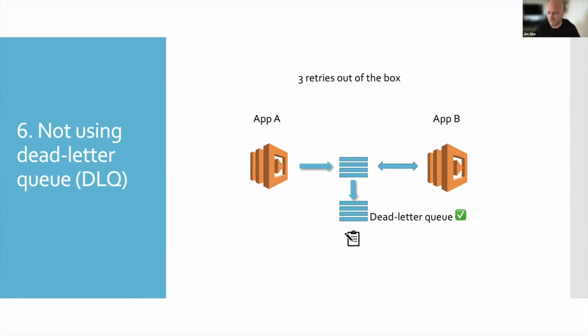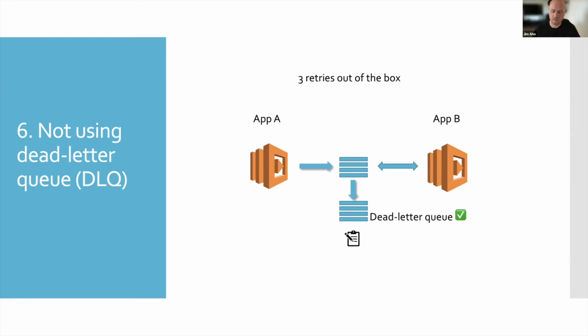If you lost the message, then you realize that, oh no, we lost 1,000 messages. Then you need to go to the team building application A and kindly ask them that we lost messages. Could you possibly help us to resend them again?